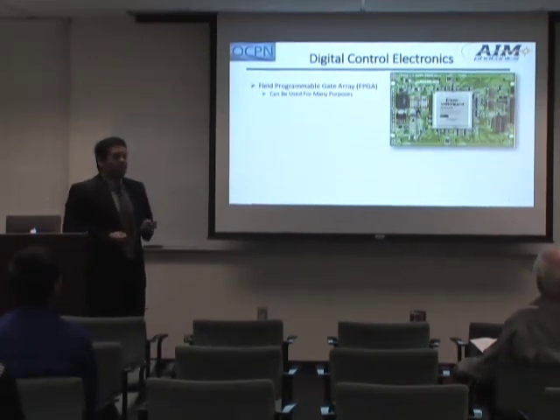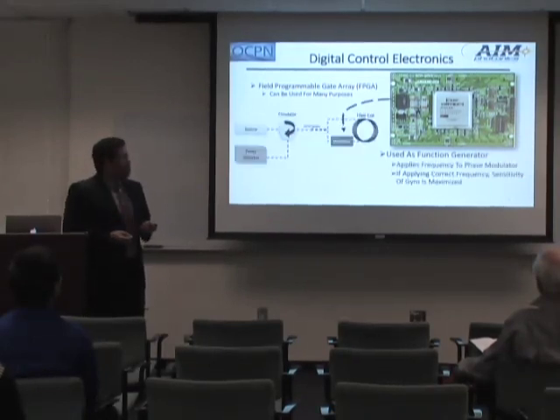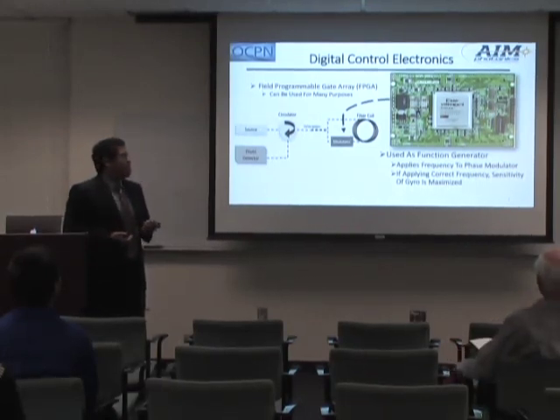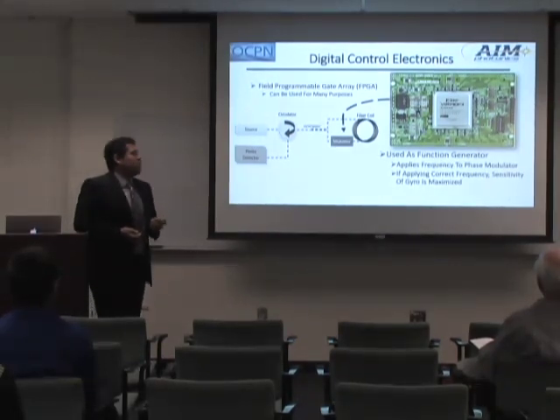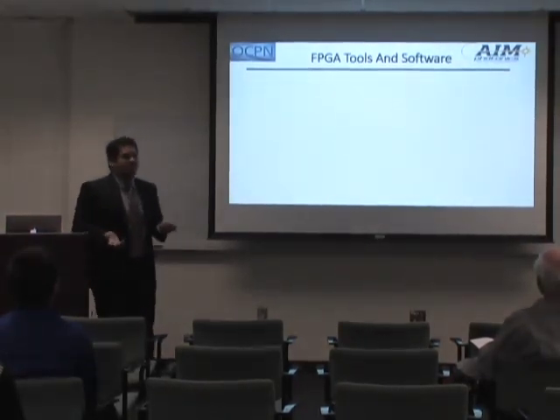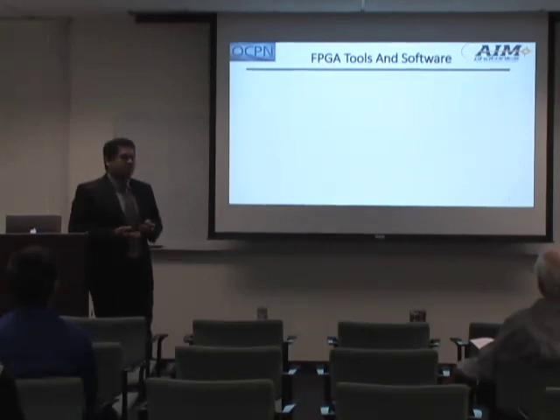It can be used to emulate many different digital circuits. In this case, what I've been using it for is as a function generator. I've been synthesizing different frequencies with the FPGA that are to be applied to the phase modulator. This goes back to what I talked about, proper frequency. If we can apply the correct frequency to the phase modulator using the FPGA, we can maximize the sensitivity of the optical gyroscope. From this we can see that the FPGA is a pretty important tool to what I've been working with. But equally important are the tools that go into making the FPGA work as intended.